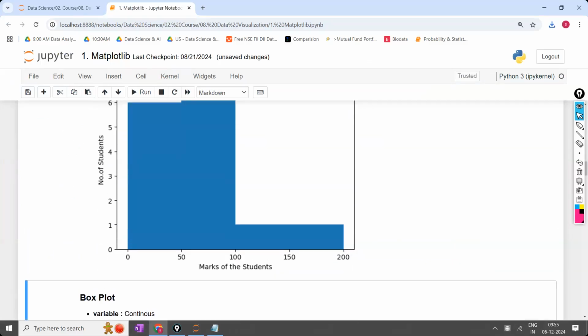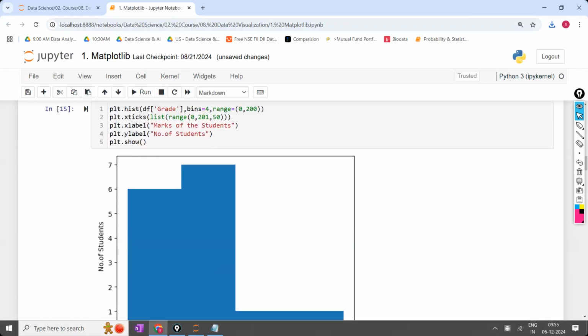So now can you see the bottom? The xlabel is marks of the students. Whatever name you write in the xlabel will come on the x-axis. What you write in the ylabel will come on the y-axis. Okay.